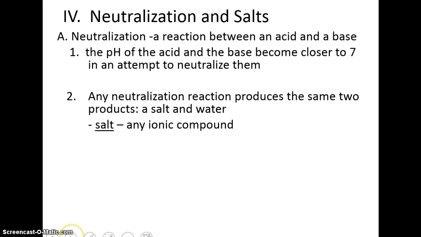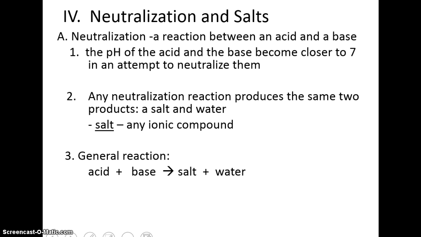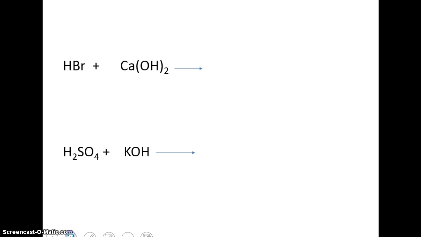And a salt is any ionic compound, and that ionic compound is just produced from an acid and a base. The general reaction is an acid plus base produce salt plus water. So we're going to do a couple of examples. We'll need your periodic table. So the first example is HBr plus Ca(OH)2.